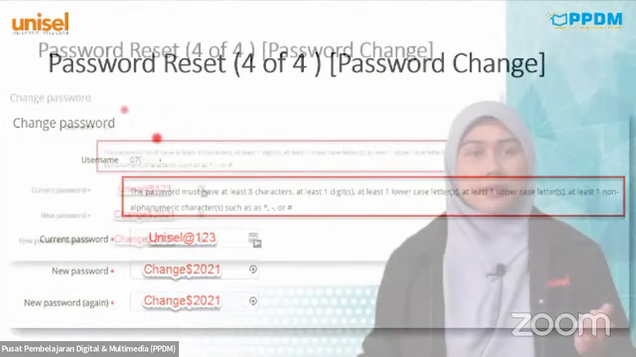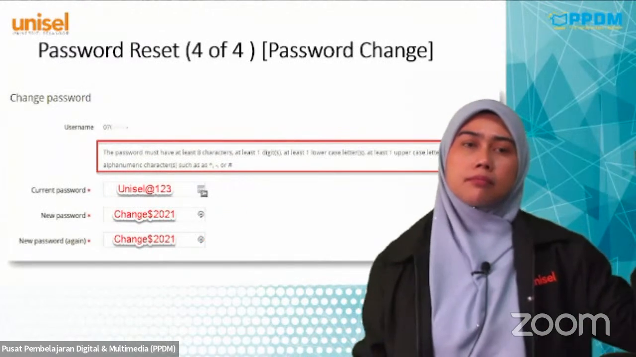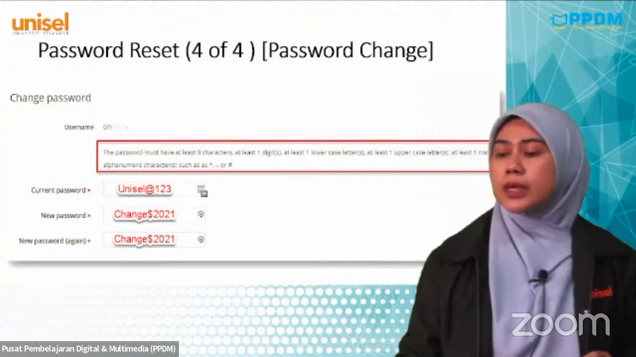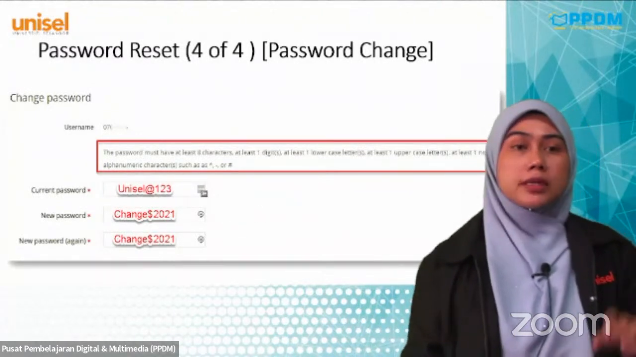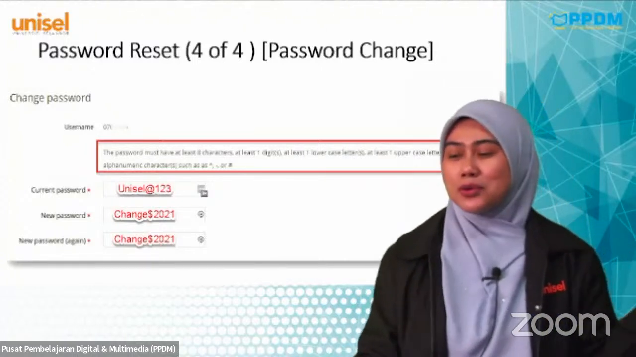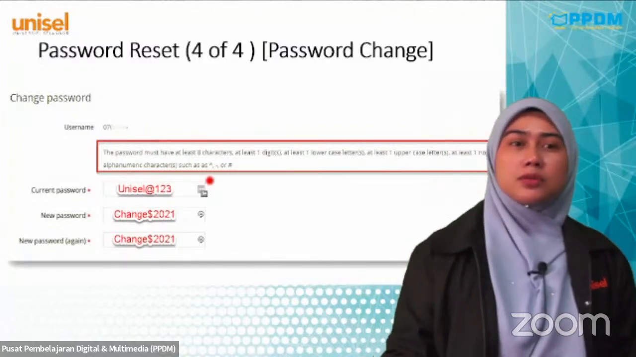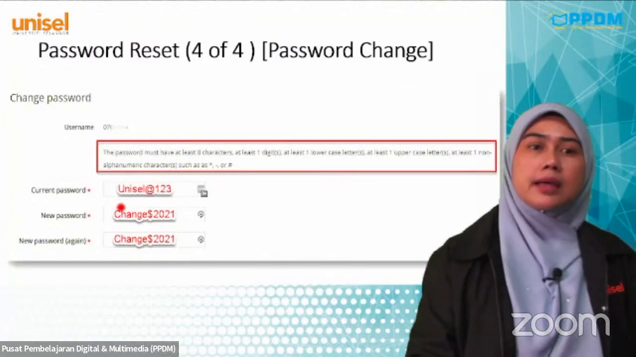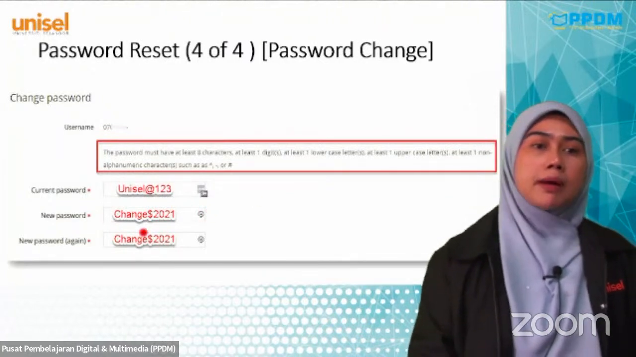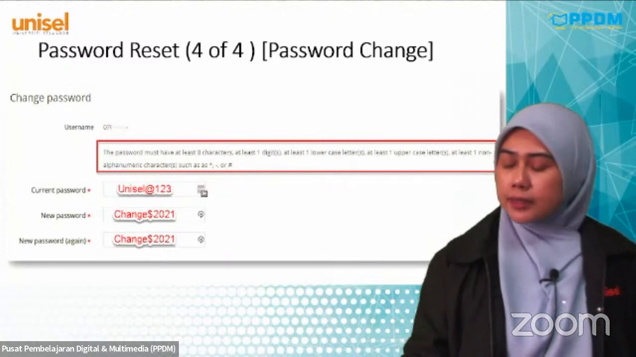This page will require you to do what you already did by changing the password. The current password is not the one that you already forgot. If you already forgot, you key in the universal password, Unicel@123, with U as the capital letter and everything else in small letters, and then create your new password here by complying with this regulation. All right.